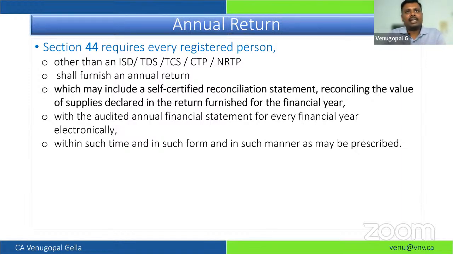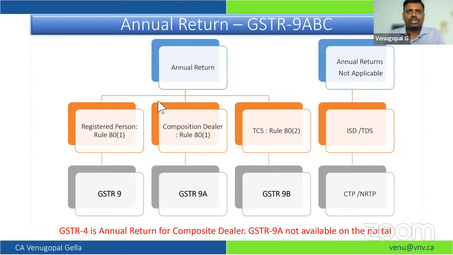And it is a self-certified reconciliation statement. Earlier, there was an audit form. So now, along with the GSTR-9, you have to file a self-certified statement. To simplify, what we are going to see in today's discussion is GSTR-9. These two are currently not applicable or not available on the portal, and these taxpayers do not need to file any annual returns. It's only regular dealers who would be filing the annual returns.